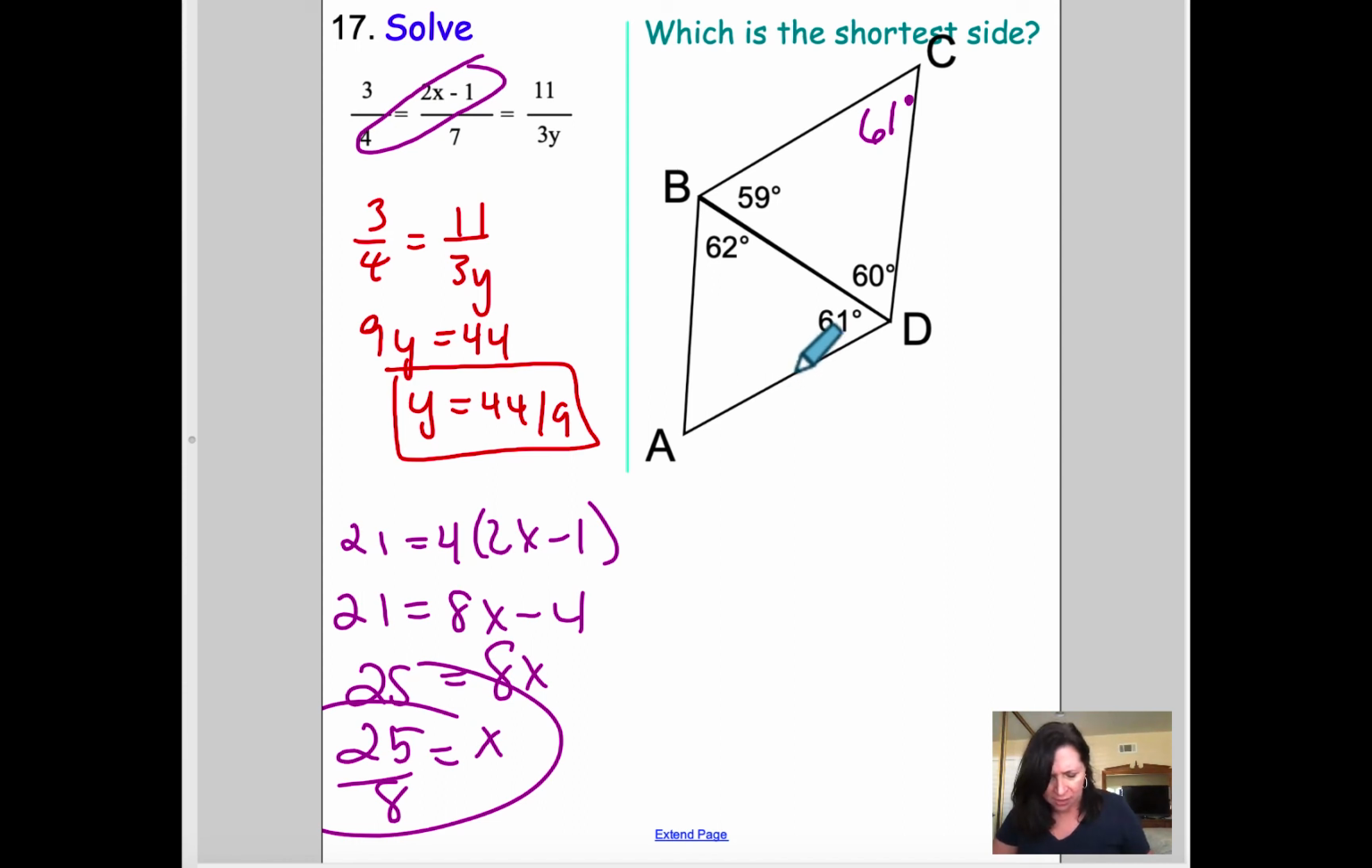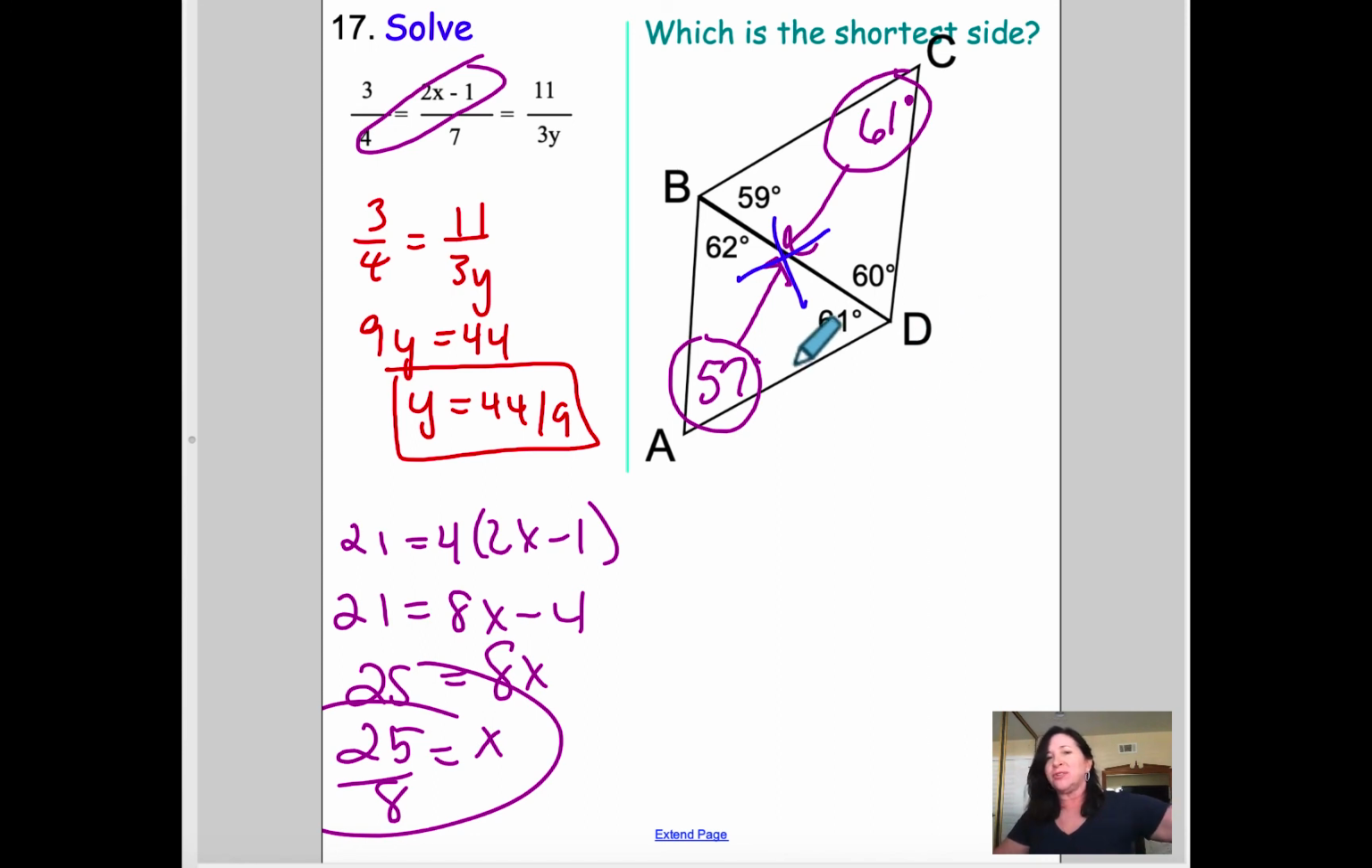180 minus 61 minus 62 is 57. Again, this is really important. The smallest angle is opposite the smallest side. 57 is my smallest angle in this triangle. Therefore, BD would be my smallest side unless this angle is not the smallest angle in this triangle. And it's not. So again, this is negated, out of the running.